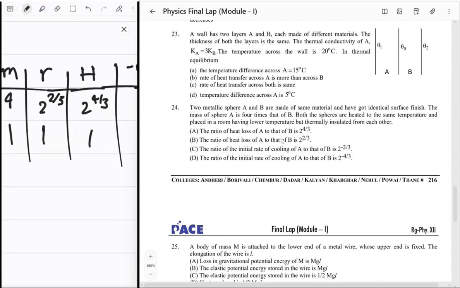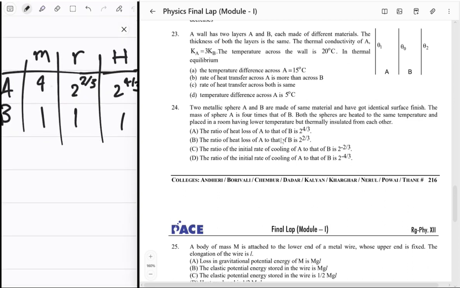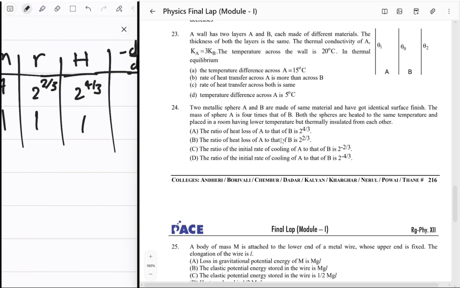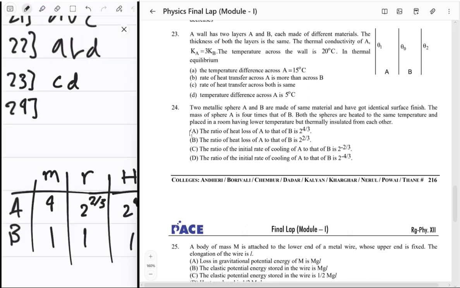The heat flow upon mass is proportional to 2 to the power 4/3 minus 2, which is negative 2/3, so 1 is to 2 power 2/3. It's just 4 power 2/3, isn't it? Let it be 2 power negative 2/3 is to 1. So the ratio of heat loss of A to B is 2 power 4/3. Yes, that's right. So A is correct.